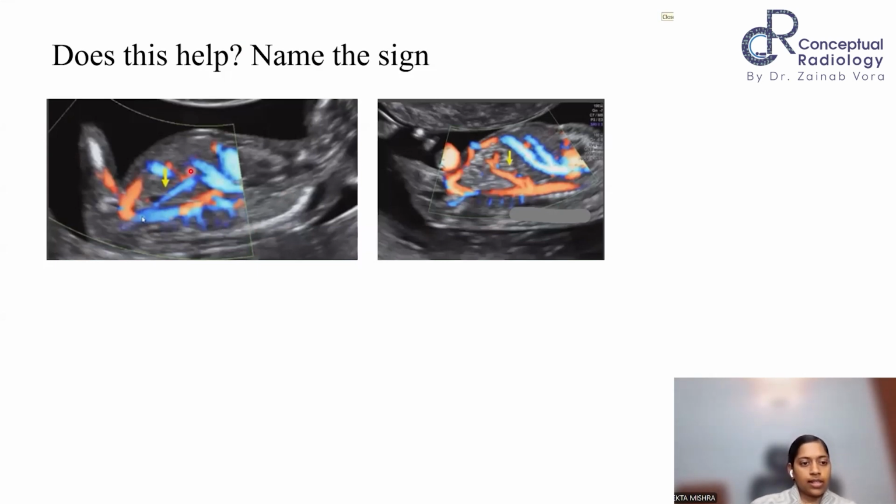We are not discussing the angle. Yes, we are focusing on a structure. This is my superior mesenteric artery. Can you look at the direction? Very good, Dr. Raj, amazing.